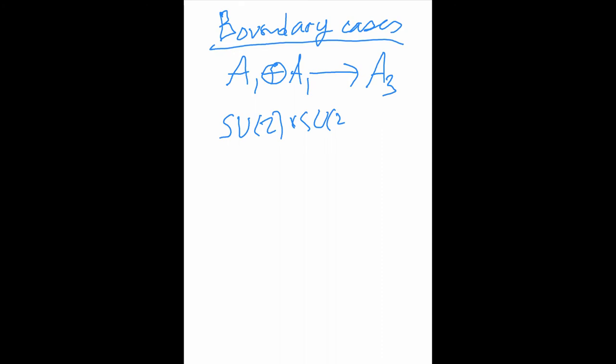Go ahead. Okay, so the boundary cases are going to be the geometry that we studied just before. When you have A1 goes to A2, you have a special case like this, but you also should be careful with A1 plus A1 goes to A3. You can think of it as a case where, for example, you have two SU2 that enhance into an SU4. In that case, you will also have a situation where there are multiple embeddings, and you have to be careful to select the one that is given by the physics.